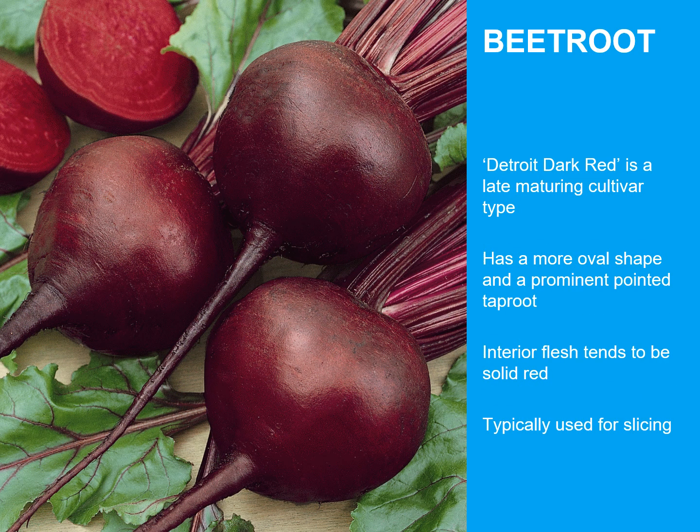Next we have the Detroit Dark Red, a late maturing cultivar type. It has a more oval shaped root and a very prominent pointed taproot, which you can again see at the bottom of this slide. The interior flesh tends to be a solid red colour, so it lacks that internal banding as we saw in the previous slide, and it's typically used for the slicing market.